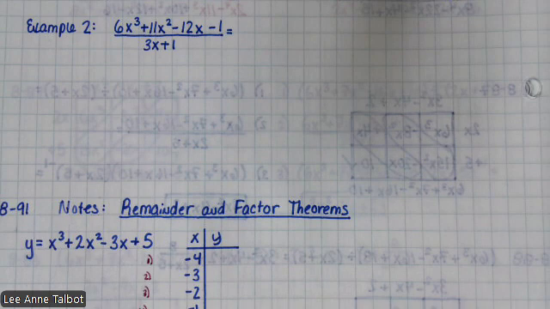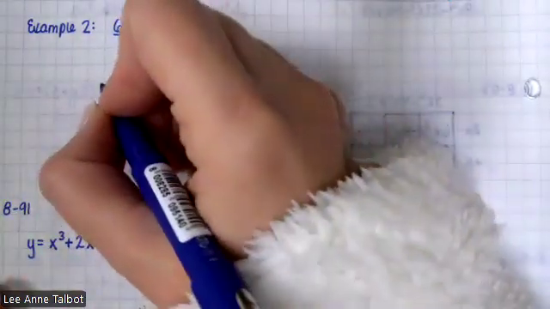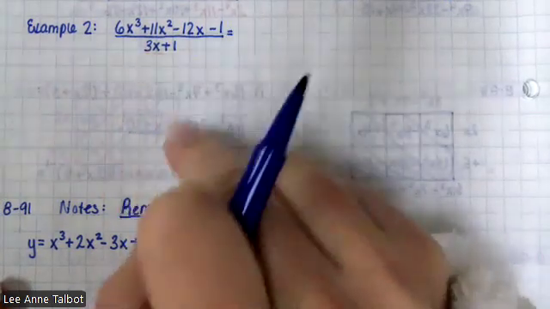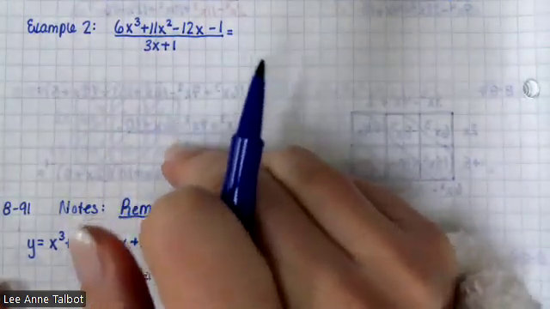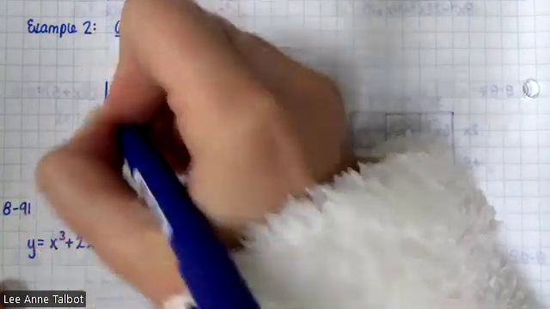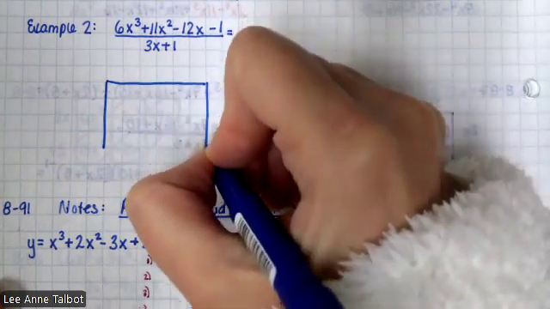Okay, so example 2, what size box do I need? 3 by 2. Okay, so draw your 3 by 2. Three, 2 things. And you do the thing at the bottom, right?